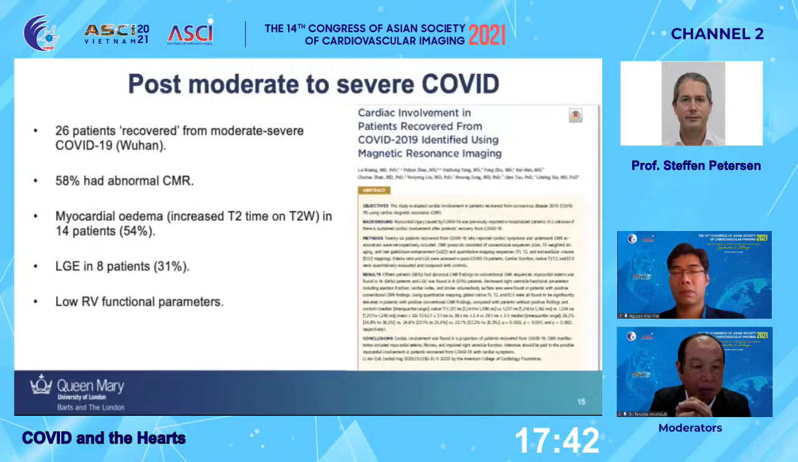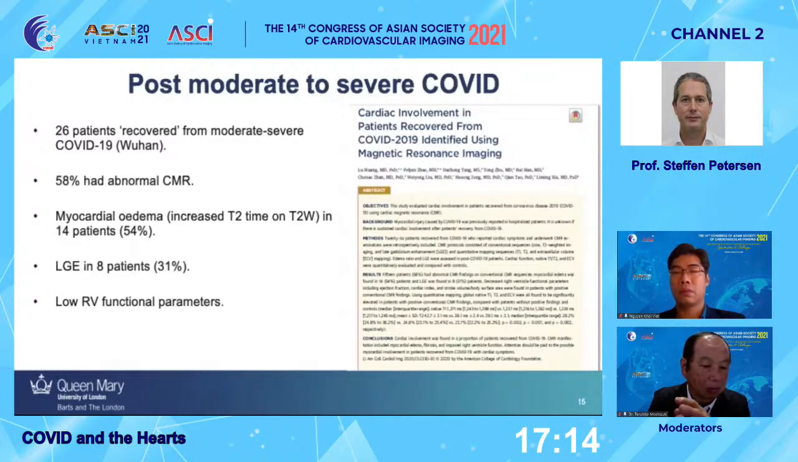Huang and colleagues retrospectively analyzed CMR from 26 patients recovered from COVID-19 in Wuhan, China, with moderate to severe acute illness. In particular, the patients included in the study reported cardiac symptoms after being discharged, including chest pain, palpitation, and chest distress. 15 of these 26 patients, or 58%, had an abnormal MRI scan.